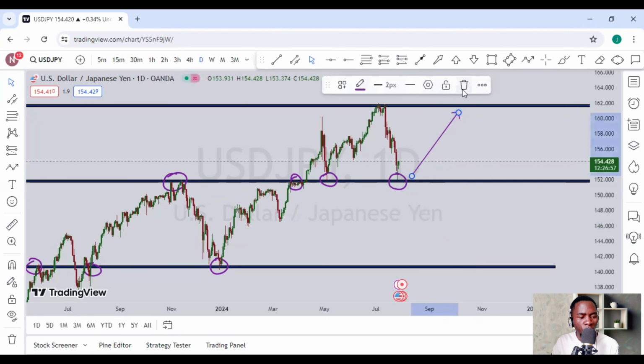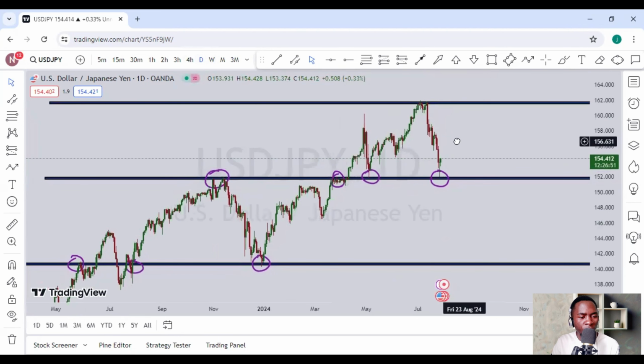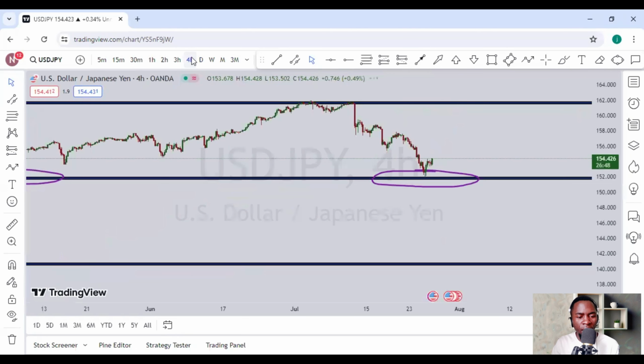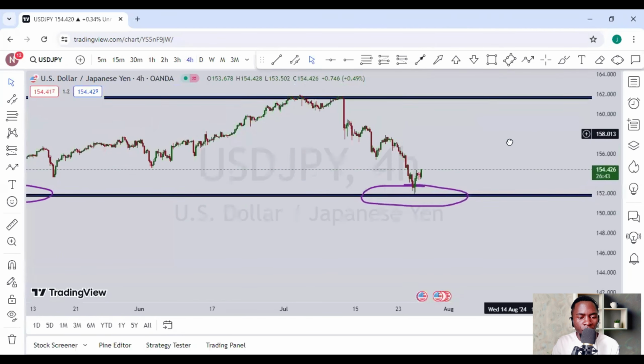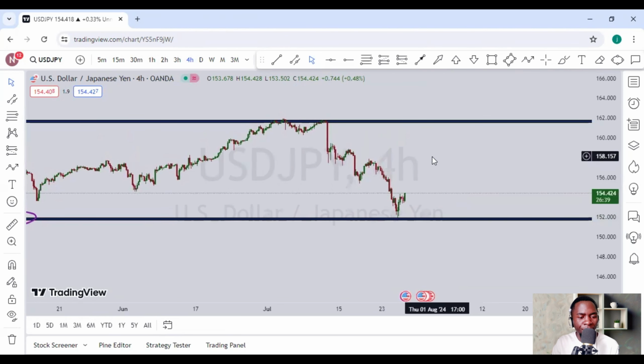Now, how did I expect this one? So let's go back to a lower time frame. You can remember very well, this is on a daily time frame. Now let's go back to the 4-hour time frame. Now we can see how to enter this trade and how this setup can really work very well for us.